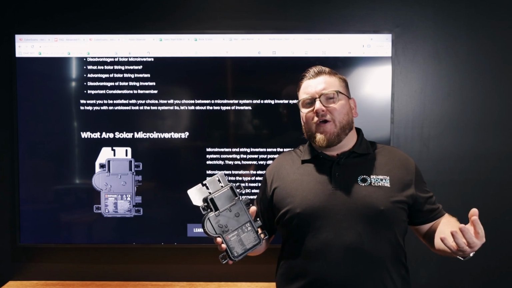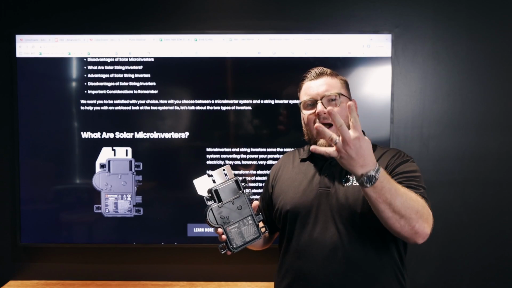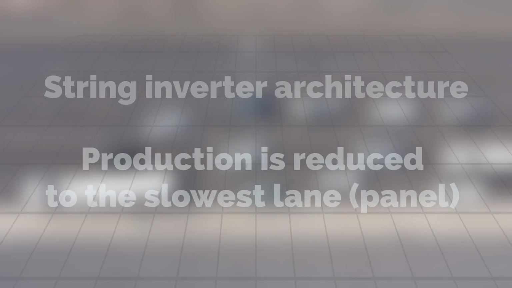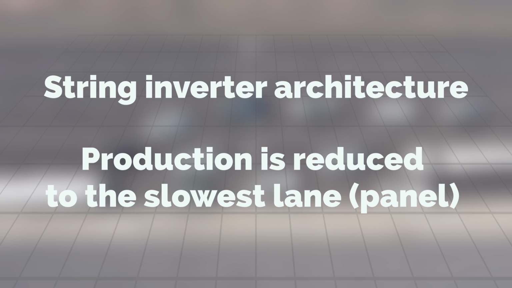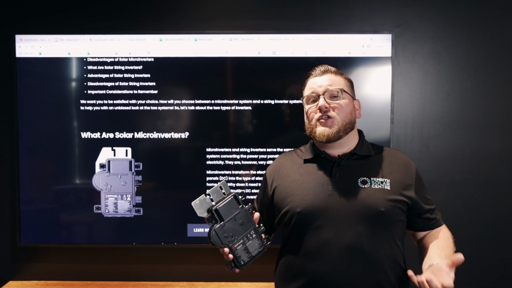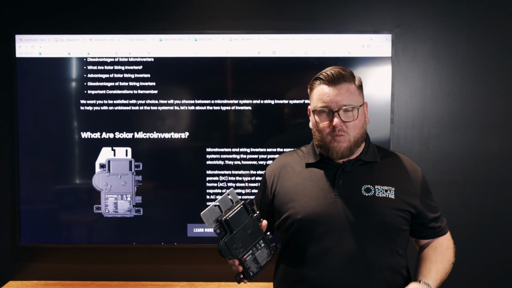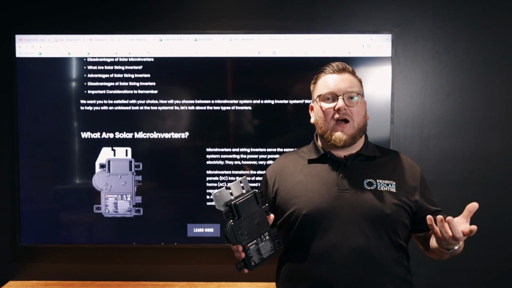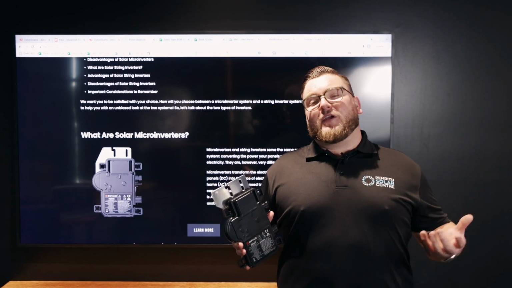Now, with a string inverter, it's like having 4 cars in 1 lane. If the front car slows down, then the other 3 cars are forced to go as slow as the front car. Bit annoying, and the same is actually true for how traditional string inverters work. If one panel is shaded, the other panels cannot possibly perform at 100% on a traditional string inverter.